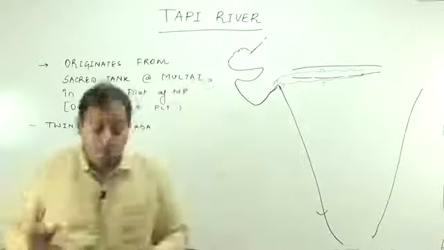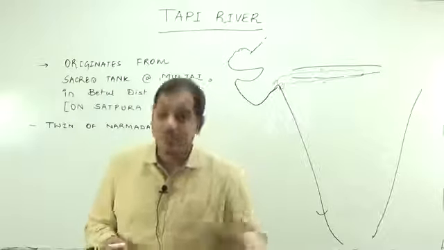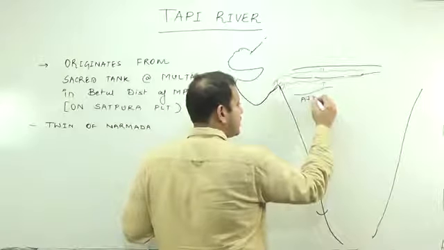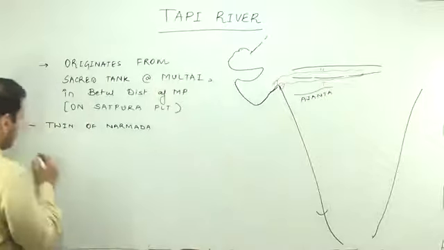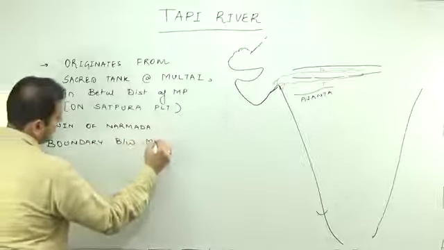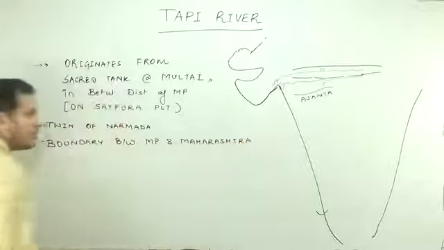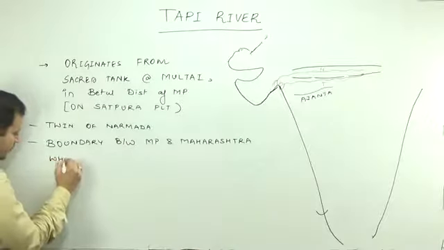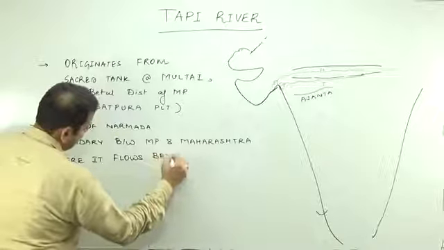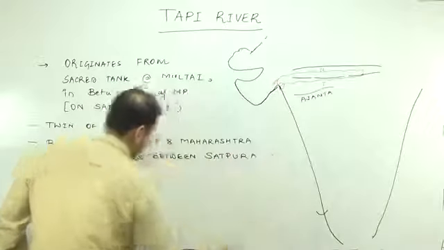River Tapi forms the boundary between Madhya Pradesh and Maharashtra, and flows between the Satpura ranges. And if you remember, we have done one range which is known as the Ajanta ranges. It forms a boundary between MP and Maharashtra, where it flows between the Satpura and Ajanta ranges.